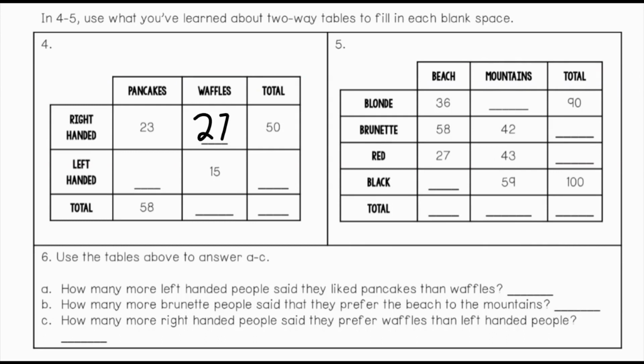Now I can use the 27 right-handed people who prefer waffles and then the 15 left-handed people who prefer waffles to give me the total amount of people who prefer waffles, which is 42, because 27 plus 15 is 42. Now using both totals for pancakes and waffles, I can find the total amount surveyed. 58 and 42 make 100. Using this 100 people surveyed, I could subtract the right-handed people to get me the left-handed people. So 100 minus 50 would be 50. Now using this 50 left-handed people, I know 15 left-handed people prefer waffles. 50 minus 15 would tell me 35 left-handed people prefer pancakes. So this is my table for number 4.